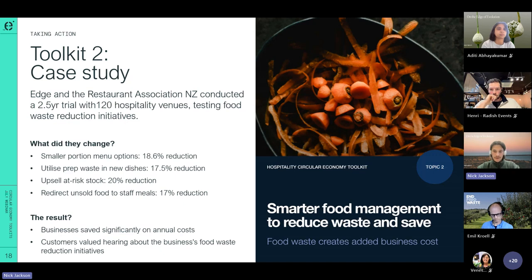And I mean, those costs speak for themselves, but one of the biggest value items that businesses didn't expect was that when they started communicating these initiatives to their customers, customers really enjoyed hearing what they were doing and valued this. And this actually helped increase their customer retention as well, a great social value add.